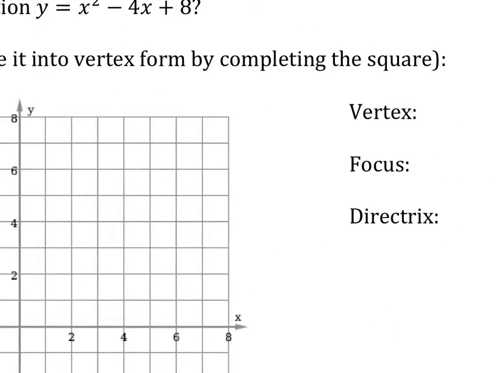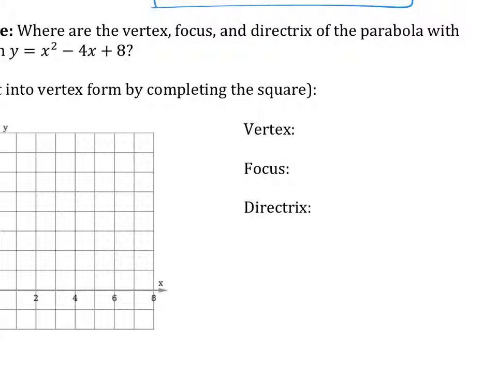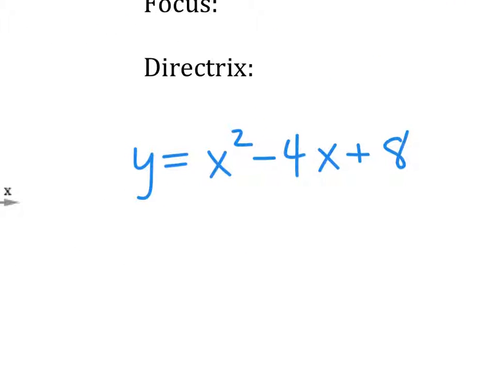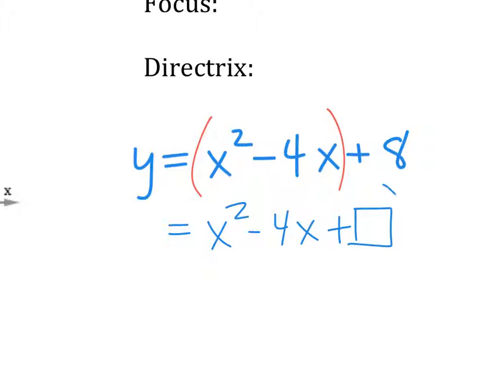All right, let's do this together. y equals x squared minus 4x plus 8. First thing, we need to group the x's together, and we're going to open that up so we can add a magic number.